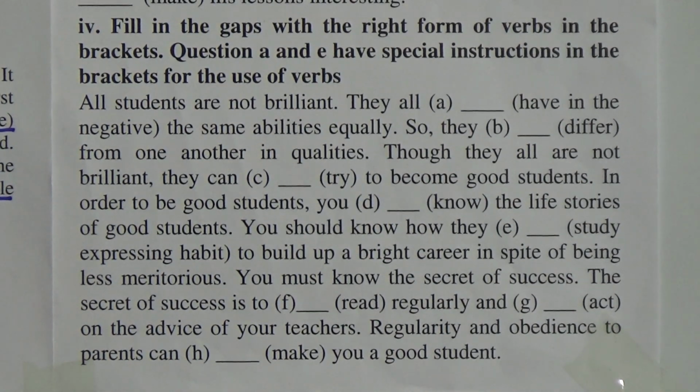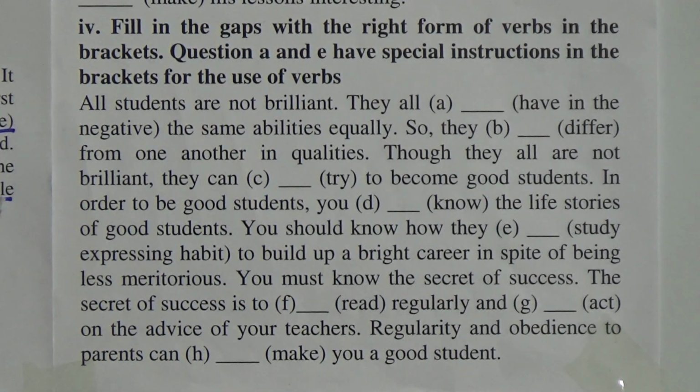Number 4, all students are not brilliant. They all, A, have, in the negative, in the bracket, the same abilities equally. So they, B, differ, in the bracket, from one another in qualities. Though they all are not brilliant, they can, C, in the bracket, try to become good students. In order to be good students, you, D, in the bracket, know the life stories of good students. You should know how they start expressing habit to build up a bright career in spite of being less meritorious. You must know the secret of success. The secret of success is to, F, read regularly and act, in the bracket, on the advice of your teachers. Regularity and obedience to parents can make you a good student.